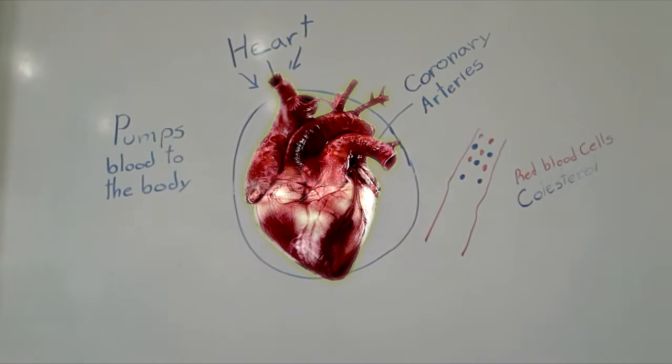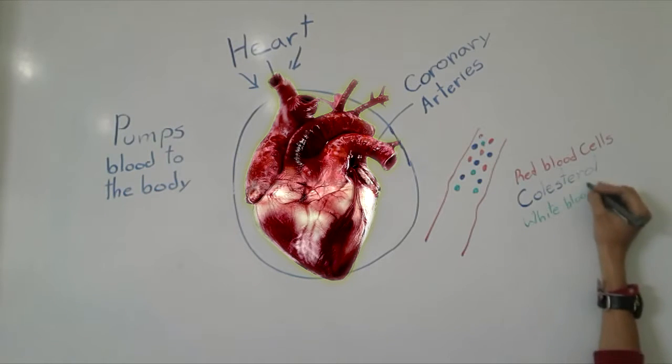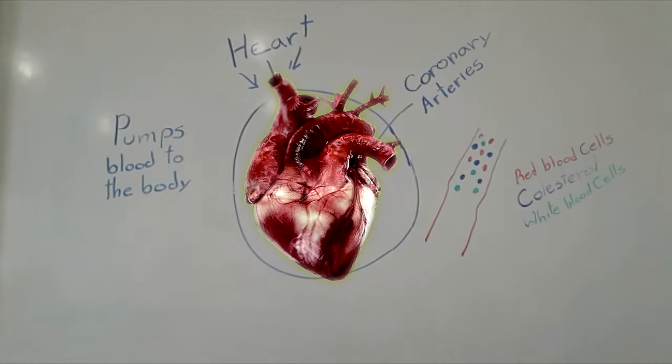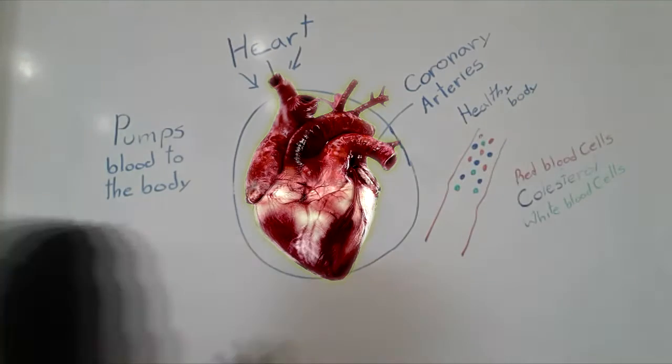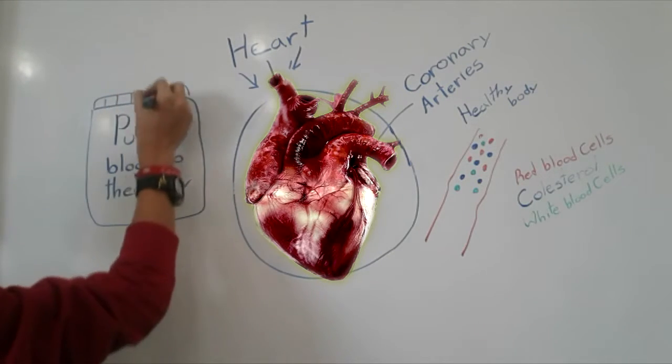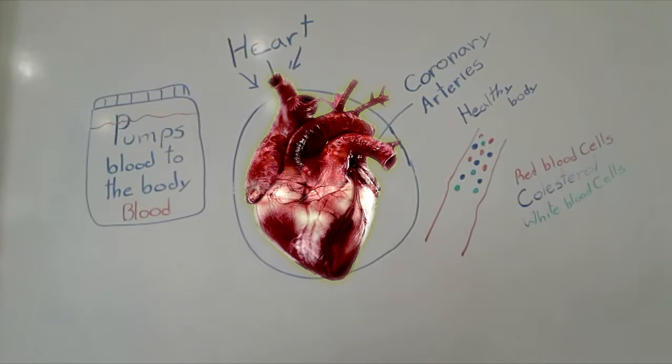Inside these arteries, you can find red blood cells, cholesterol, and white blood cells. All of these go throughout the heart and deliver oxygen in order to be able to effectively pump blood. Now, the amount of blood pumped in a healthy body is great and totally balanced. We'll represent this with a jar filled with blood. The amount of blood filling the jar represents the amount of blood being distributed back to the body.